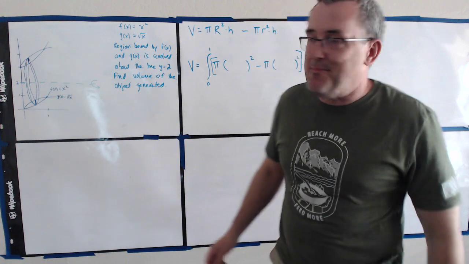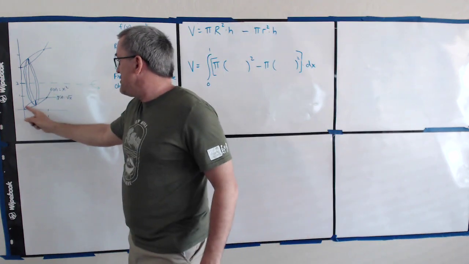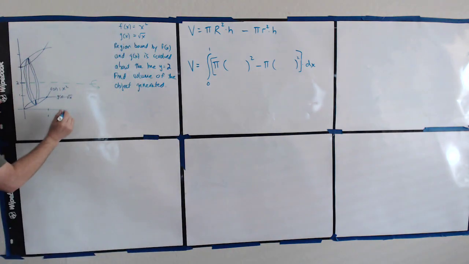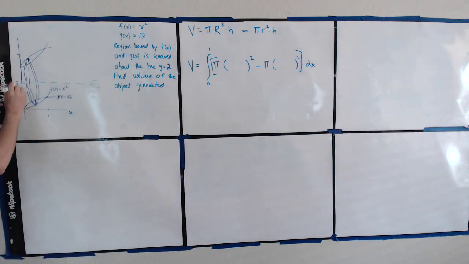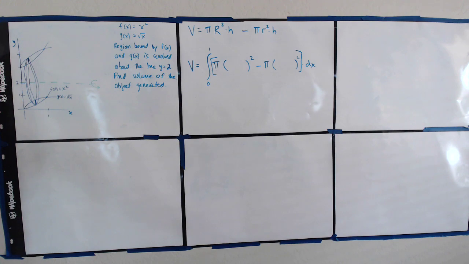Let's do this one more time. Same boundary, same region. Oh, by the way, just make sure you get your bearings right. This is X, this is Y over here. So the original boundary was this one. Here's the square root of X, here's Y equals X squared, but we're gonna revolve it around the line Y equals 2 this time instead.